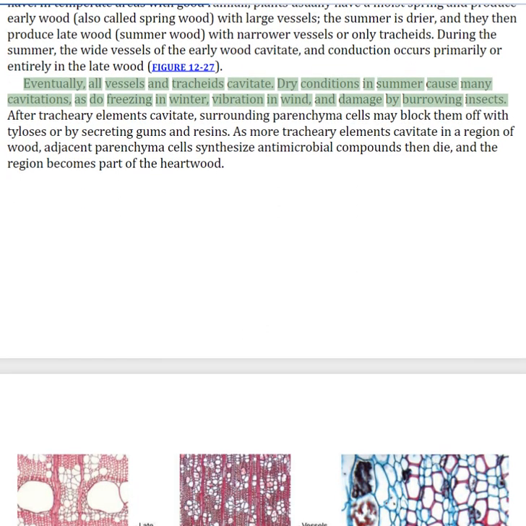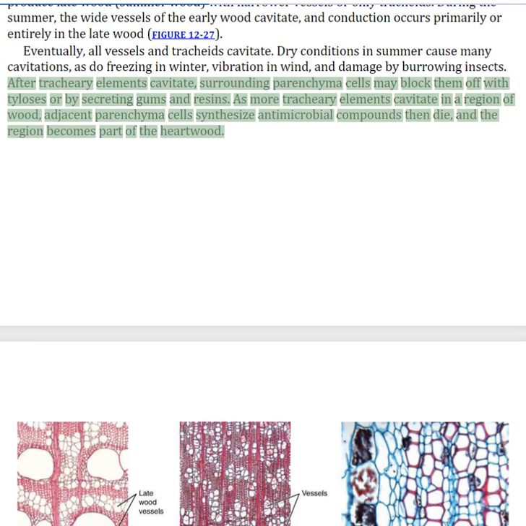Eventually, all vessels and tracheids cavitate. Dry conditions in summer cause many cavitations, as do freezing in winter, vibration in wind, and damage by burrowing insects. After tracheary elements cavitate, surrounding parenchyma cells may block them off with tyloses or by secreting gums and resins. As more tracheary elements cavitate in a region of wood, adjacent parenchyma cells synthesize antimicrobial compounds, then die, and the region becomes part of the heartwood.